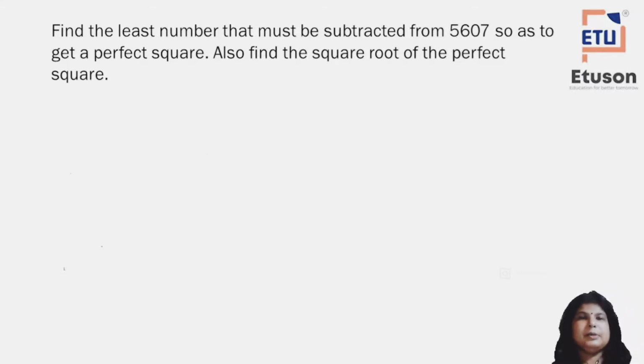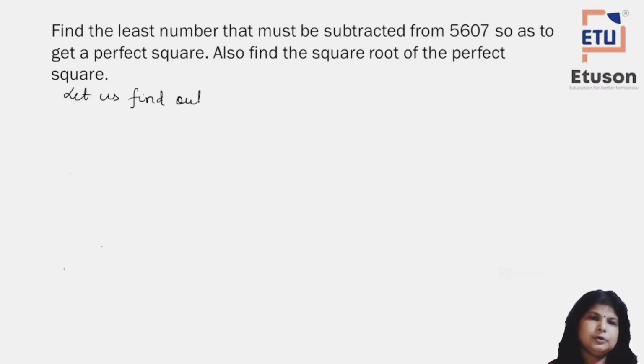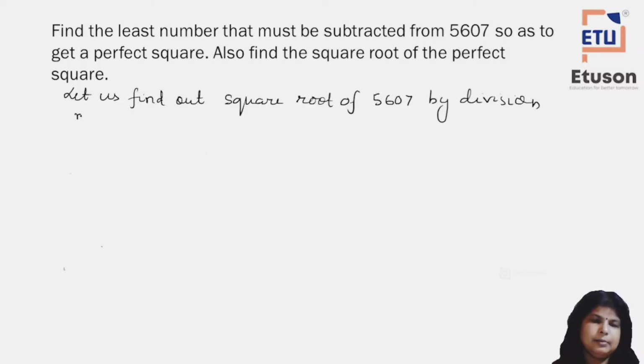Now let us take another example. Find the least number that must be subtracted from 5607 so as to get a perfect square. Also find the square root of the perfect square. So let us find out the square root of 5607 by division method.